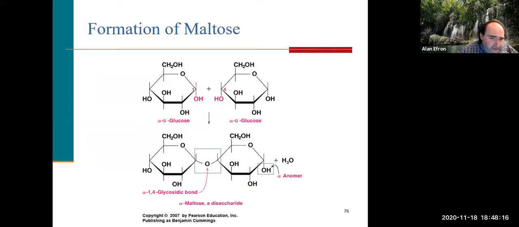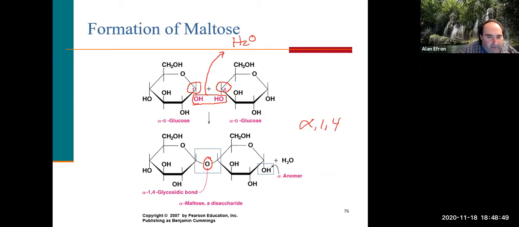So here's our 2 glucose. This is carbon number 1 on one of them, and this is carbon number 4 on the other. And these are our 2 guys that we lose water from. So if we just keep track of all the math, we have 2 H's and 2 oxygens. We lose 2 H's and 1 oxygen. That leaves 1 oxygen left over to basically be our linkage between the 2 carbohydrates. This is called alpha 1,4.